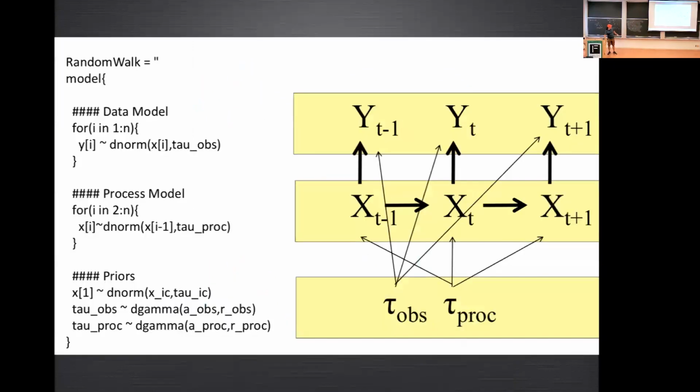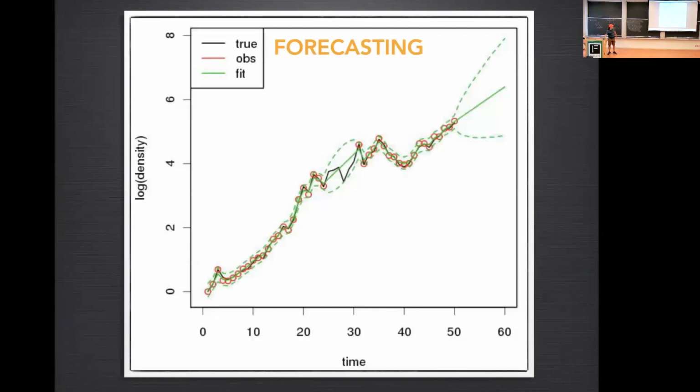This is just the JAGS code to actually implement a random walk model. I'll post all this so you can see it later. And now forecasting in a state space model can be as easy as setting the future to NA. Because remember, if you set something to NA, JAGS is happy to make predictions of it. It's just missing data.